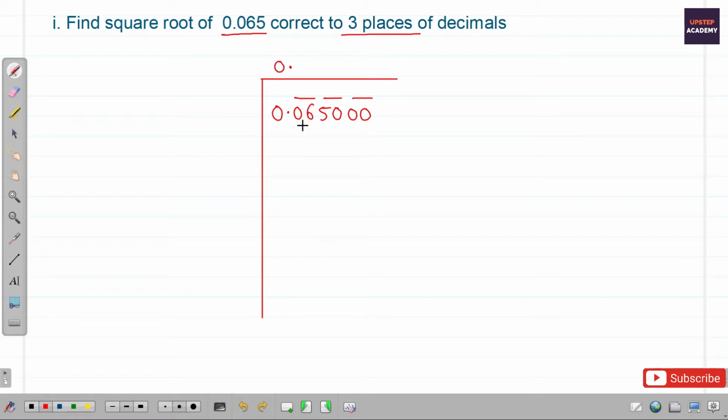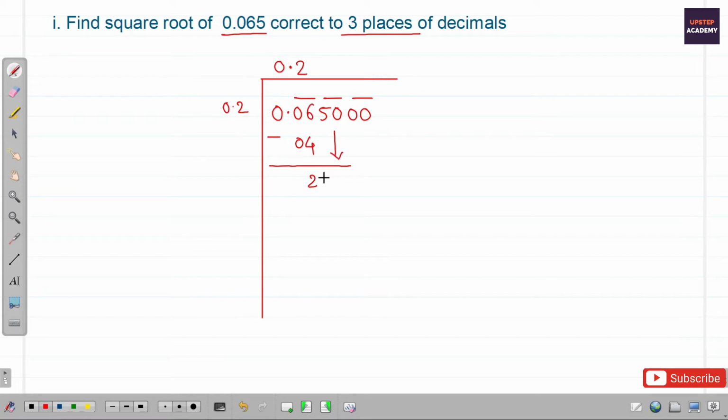Now let's go for our first group. This 06 is the first group we have, and we want a number over here which is a perfect square and equal to or less than this 06. The number over here will be 04, which is the square of which number? 0.2, because here it will be 0.04, and the square of 0.2 is 0.04. So this 0.2 should appear over here too. Here we'll do the subtraction. The subtraction will be 2. We are not going to consider these zeros again.